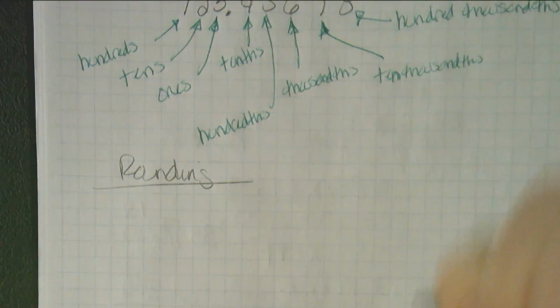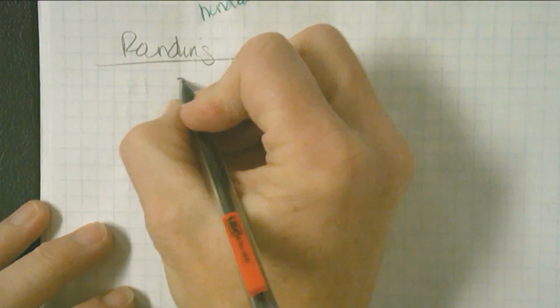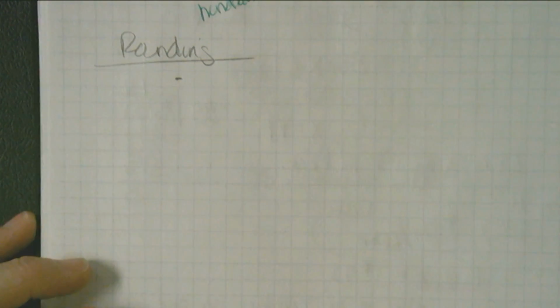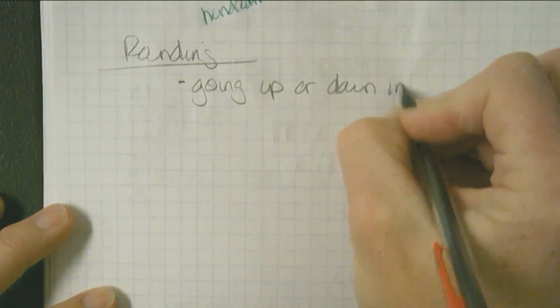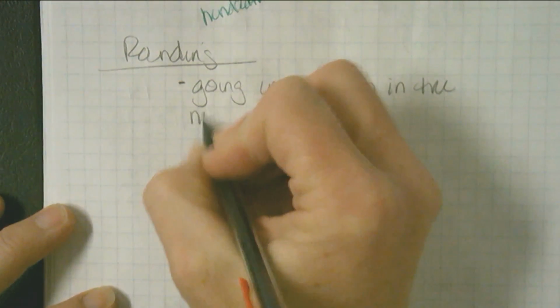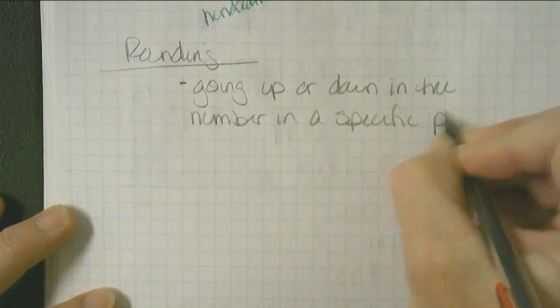I'm hoping this is a review for you guys, and this is super easy. All right, so what does rounding mean? What does rounding mean in your mind? What does rounding mean? Aaron? In a specific place value, right? Okay, so going up or down in the number in a specific place value.